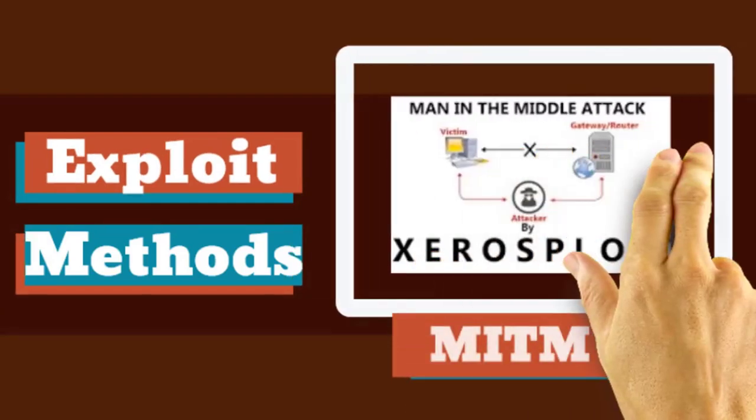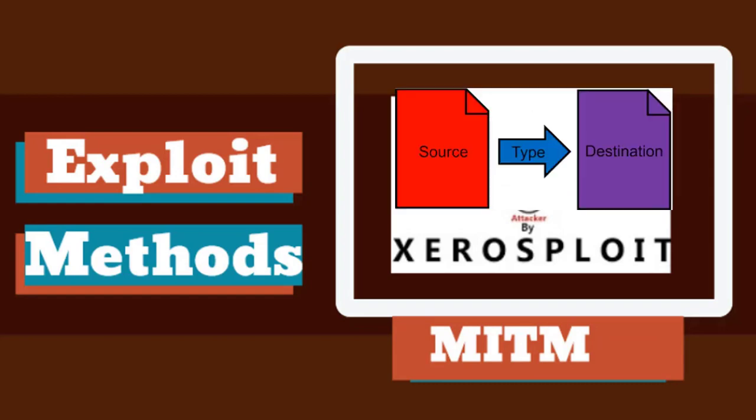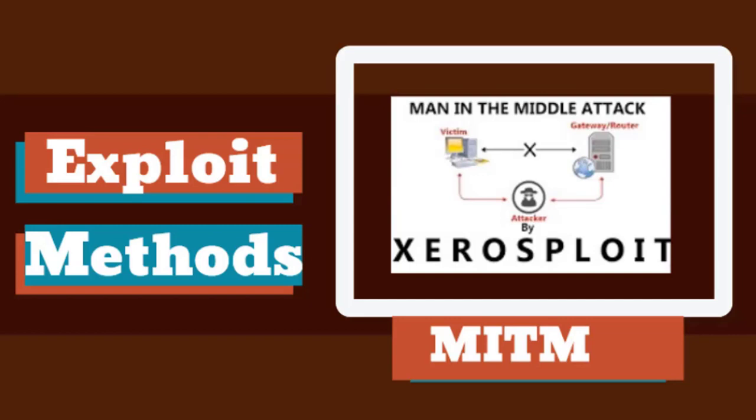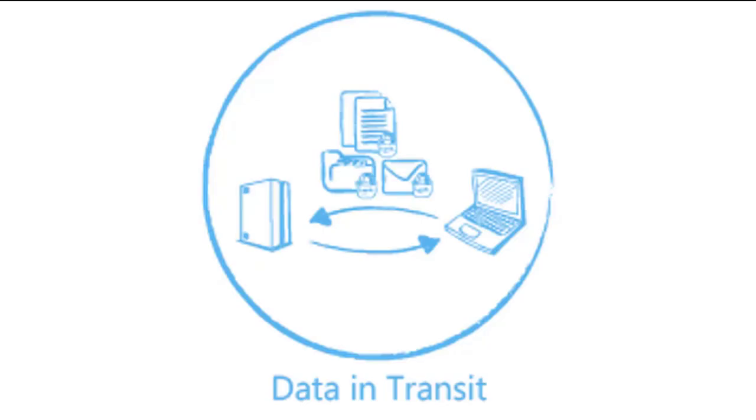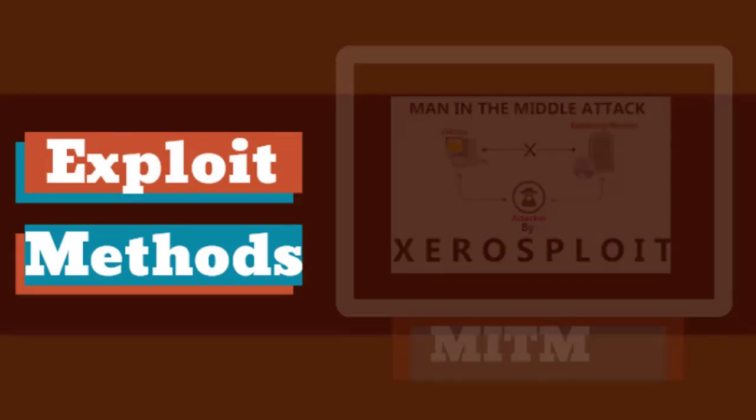The first attack we'll be using is a MITM attack, where basically data is being transmitted from source to destination, where the attacker stands in the middle of the data being transmitted, which we call data in transit, and therefore the attacker is able to complete a successful man-in-the-middle attack.